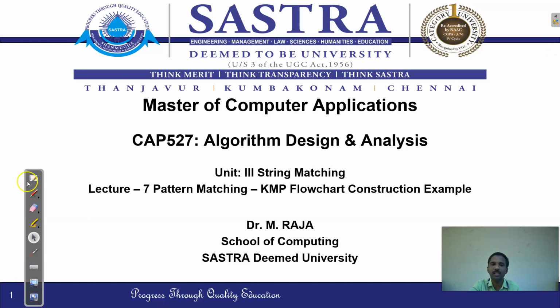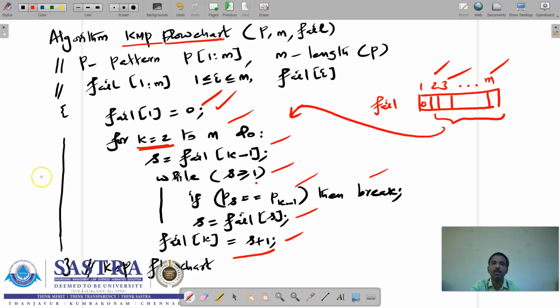In the previous session, we focused on how to construct the KMP flowchart. Based on that example, we have designed the algorithm KMP flowchart. The algorithm takes the parameters P, M, fail. P is the pattern array and M is the length of the pattern. Fail indicates the failure array. Fail of 1 has been set to 0.